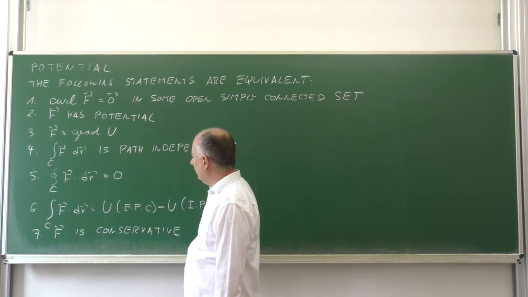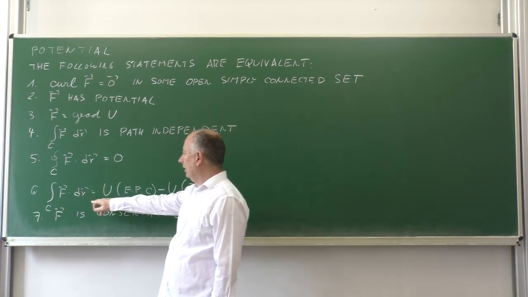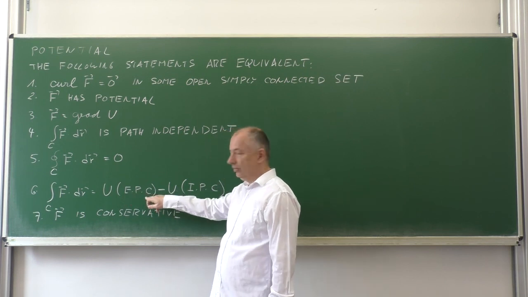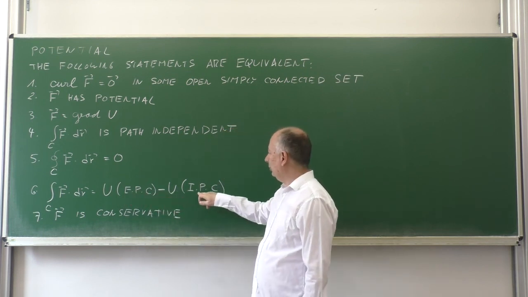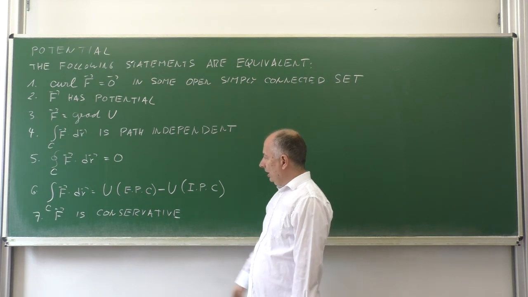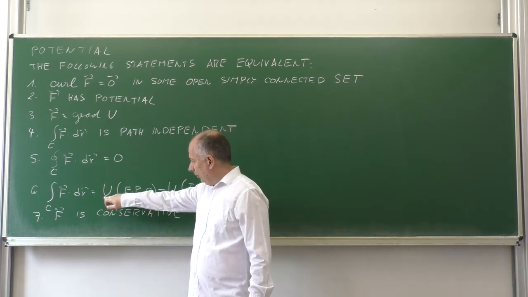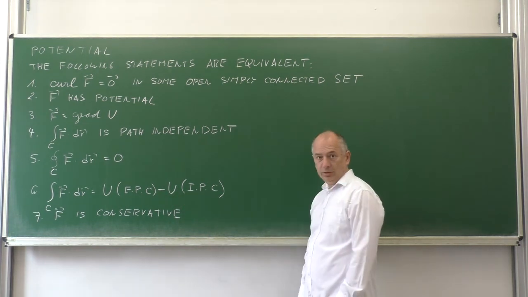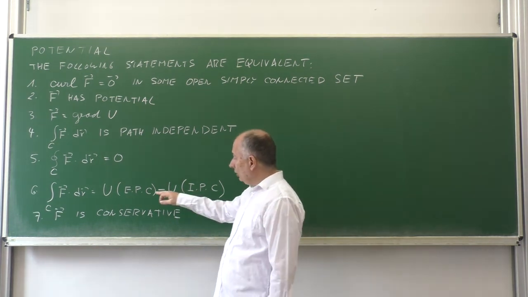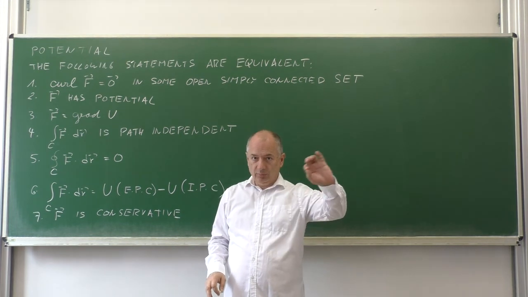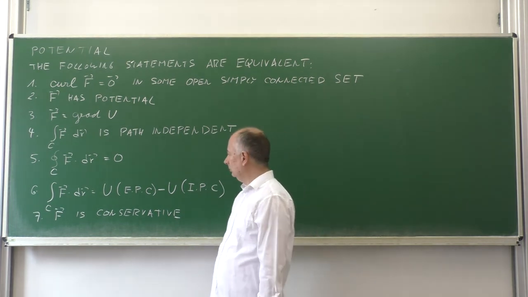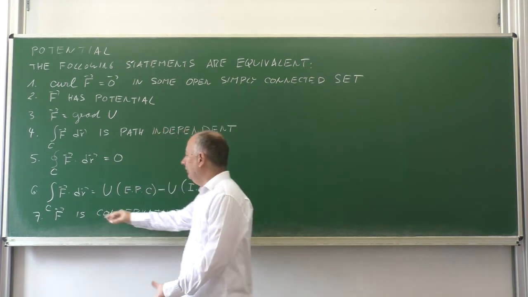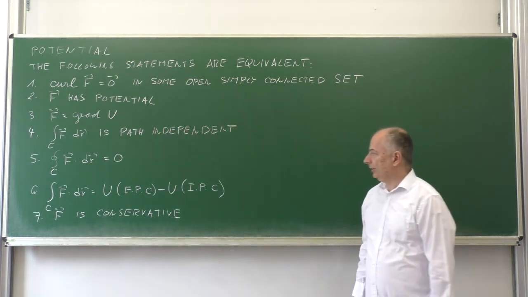And this is equivalent to the statement that the line integral depends only on the end point of the curve C and the initial point of the curve C. Namely, it is equal to the potential at the end point minus the potential value at the initial point, not depending on the remaining points of the curve. And this is just a sort of definition: such a field is called conservative vector field.